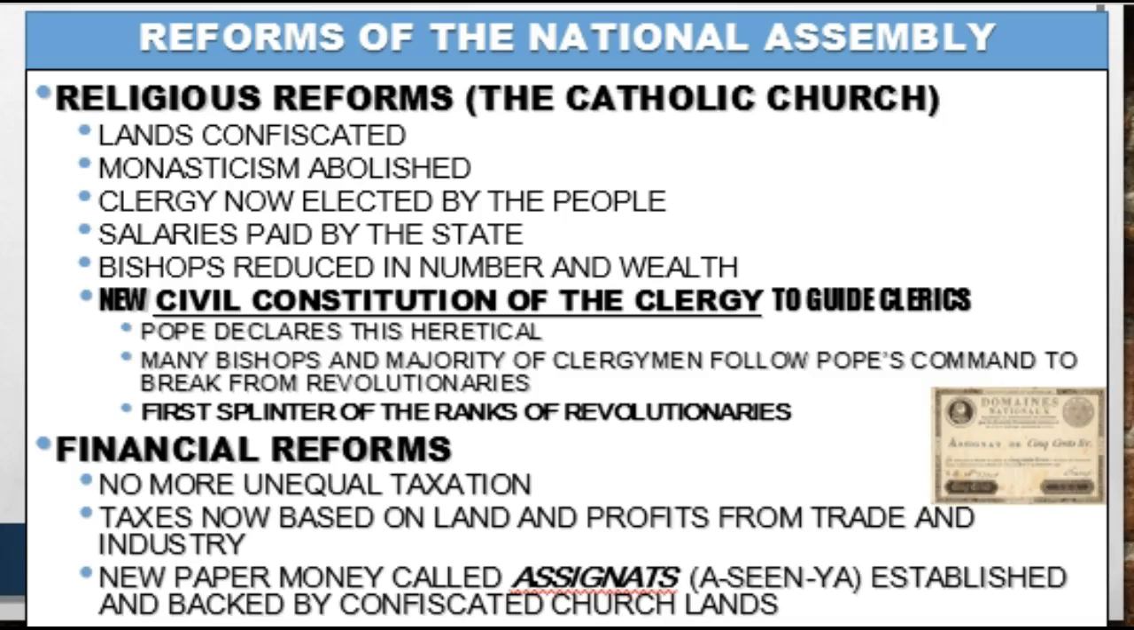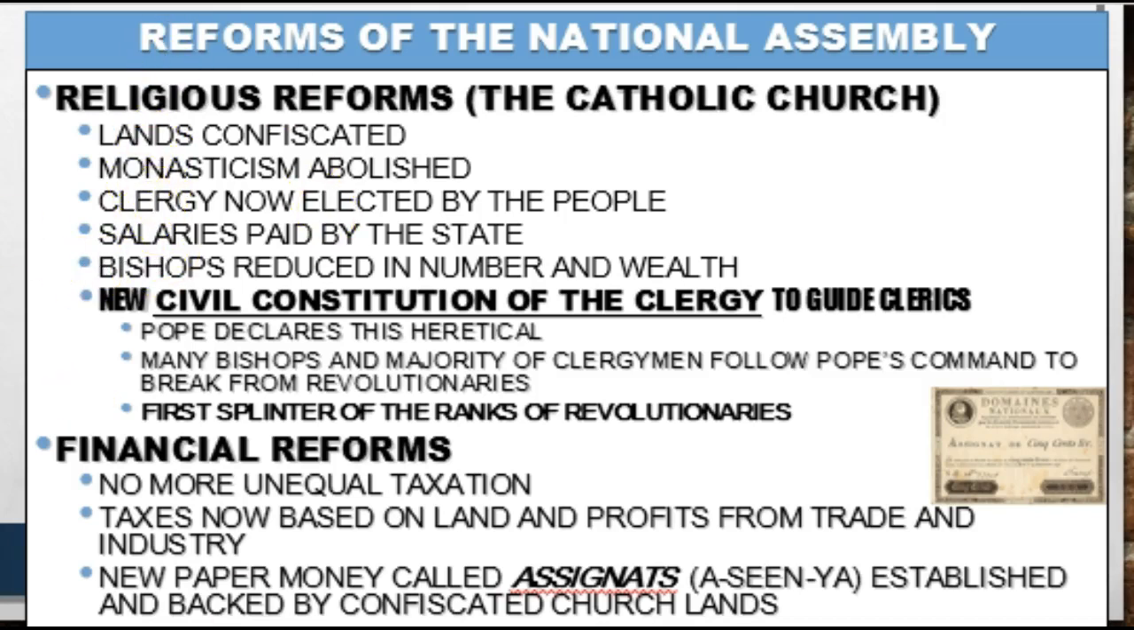Religiously, we see a lot of enlightened reform. This is where things get a little crazy. So what we need to know is the Civil Constitution of the Clergy. It in effect secularized religion and created a national church with 83 bishops and dioceses. Probably the biggest blunder of the National Assembly. All right? So they confiscated all the land, they abolished the monasteries.